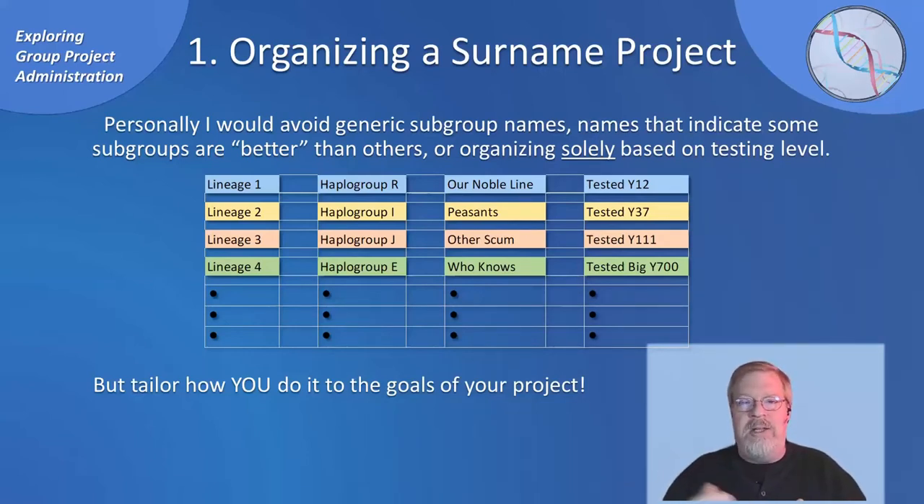And then the other one that I usually say is don't only organize. It's fine to put an organization that says, here's people who have tested Big Y, here's people who haven't in some cases, but you don't want to organize your entire project that way and have people who tested Y12, 37, 67, and Big Y, for instance, because that would lump a bunch of people who are in different clusters who happen to have tested at the same level, but who don't really descend from a common ancestor together.